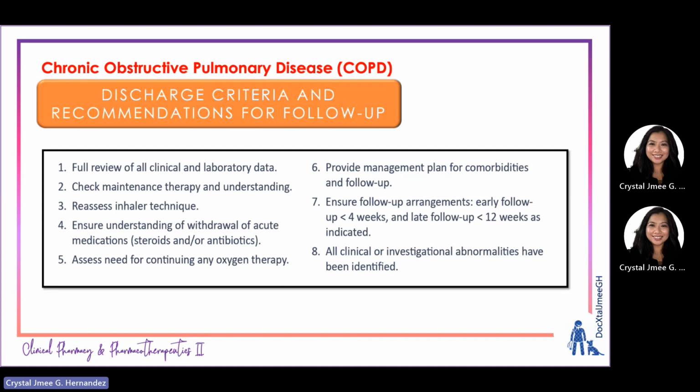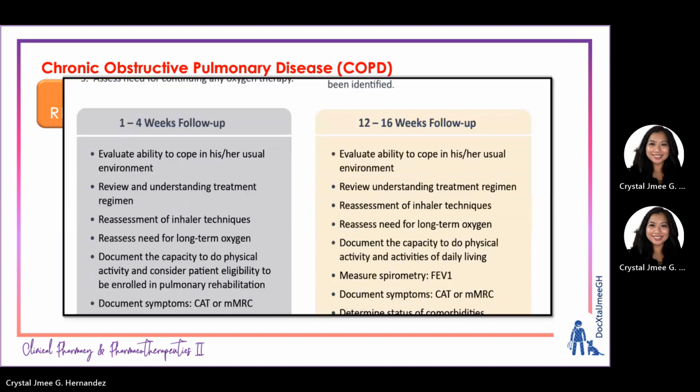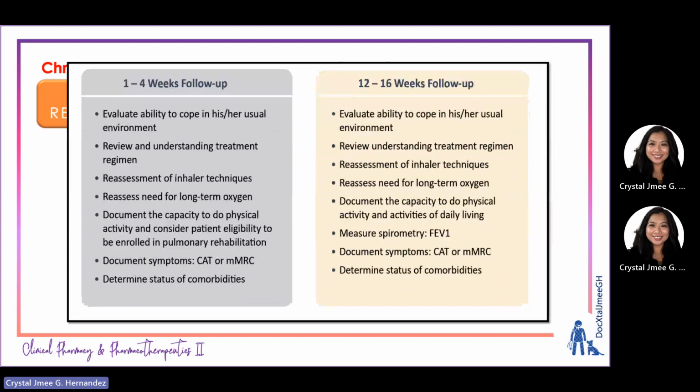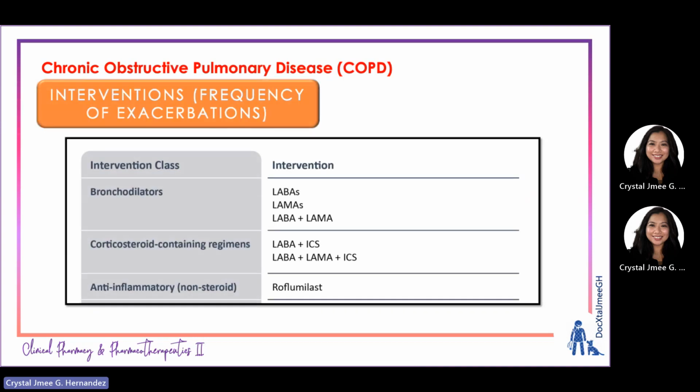And of course, all clinical or investigational abnormalities have been identified. So, meaning to say that we don't have gray parts on the treatment. So, for the follow-up, weeks 1 to 4 and 12 to 16 are emphasized here, elaborated rather. So for the interventions, these are the recommended interventions based on frequency of exacerbations.